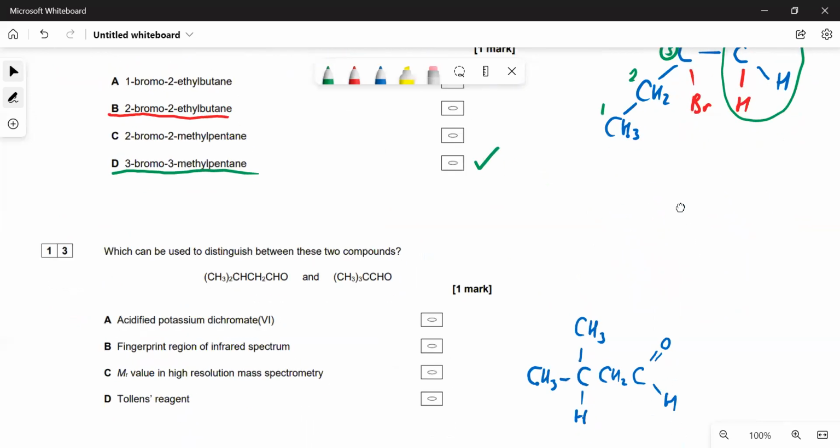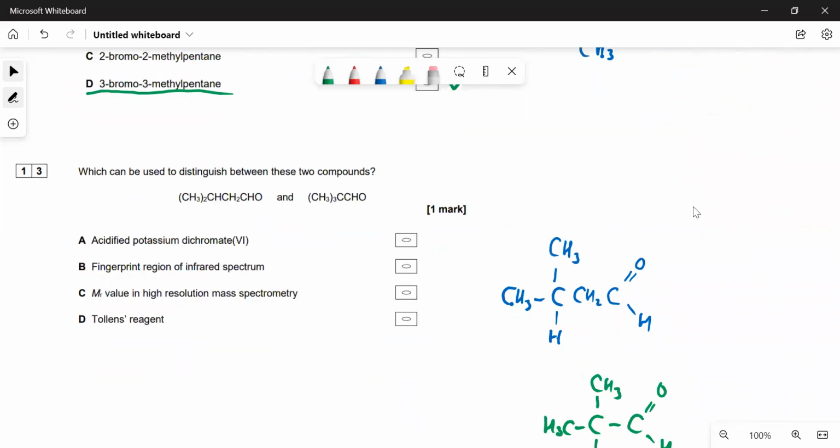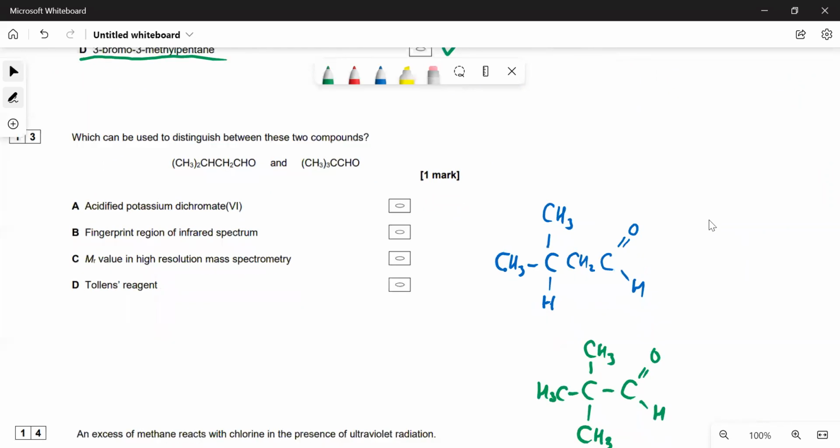13. What can be used to distinguish between these two compounds? Now you can see here I've drawn them out, because when you have formulae written in a line like that, it's a bit confusing to see what's going on sometimes. So I prefer to draw them semi-displayed. Right. Can you distinguish with acidified potassium dichromate?